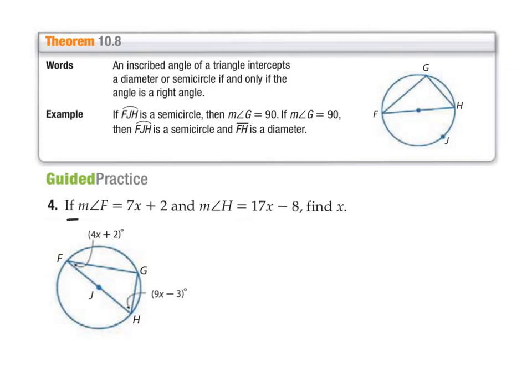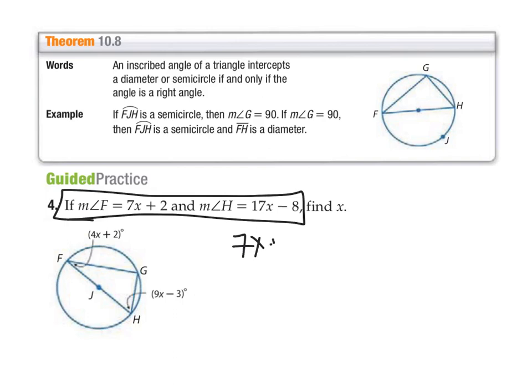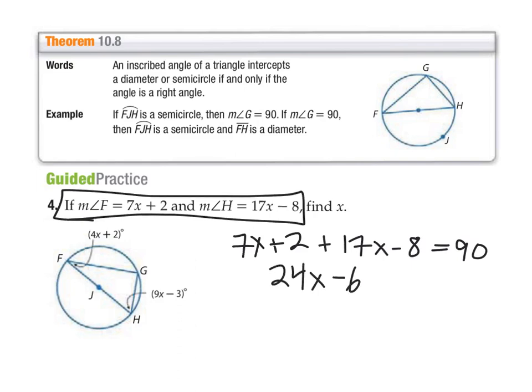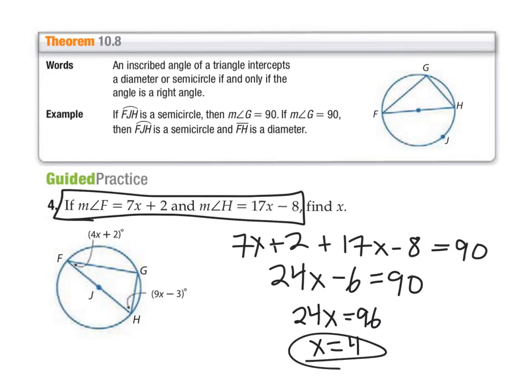So in this problem here, they gave us some new measurements. And so we can say that 7x plus 2, if we add it to 17x minus 8, is 90 degrees total. So now we solve it for x. So 24x minus 6 is 90. So then 24x is equal to 96. So x is equal to 4. And they wanted us to find x in this problem, so we are done. X is equal to 4.